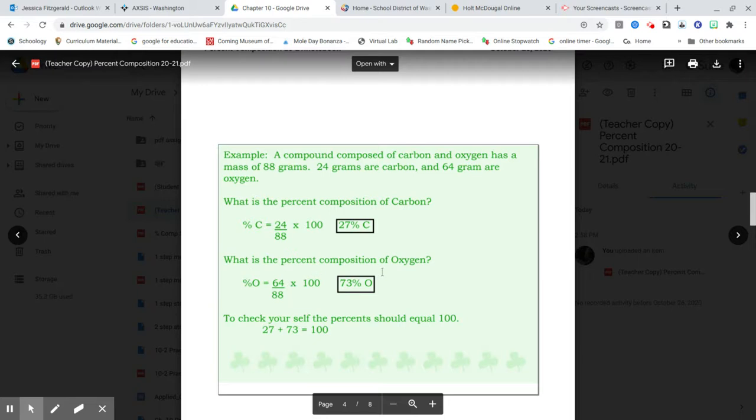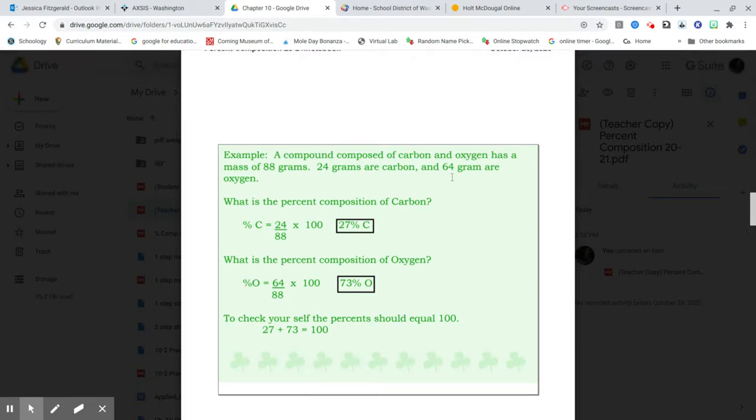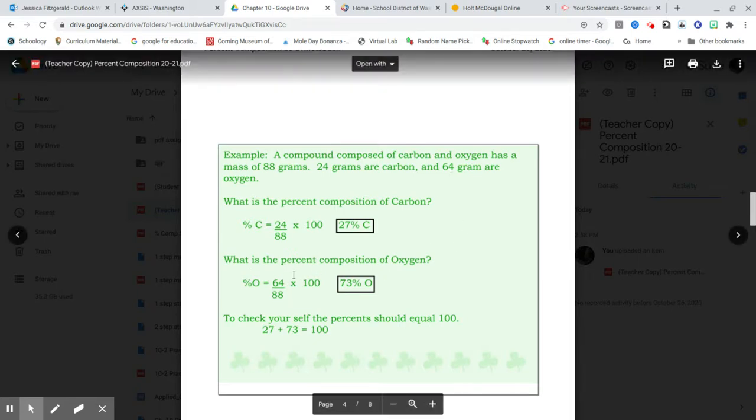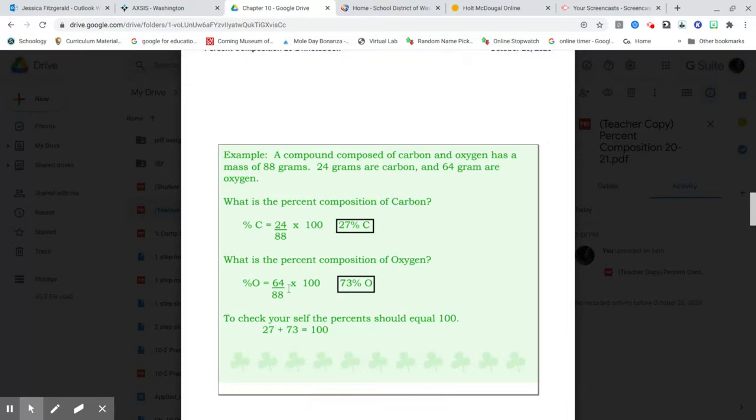What's the percent of oxygen? Well, I give you the mass of oxygen to be 64. The mass of the compound is 88. So 64 divided by 88, enter, times 100, enter, and you get 73% oxygen. Please do not use your percent sign in your calculator. Just use how the formula is written.